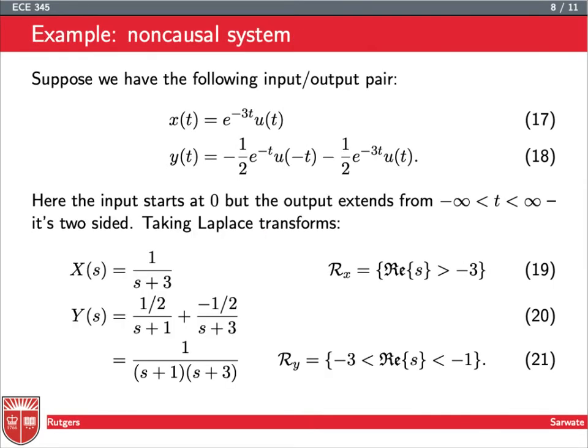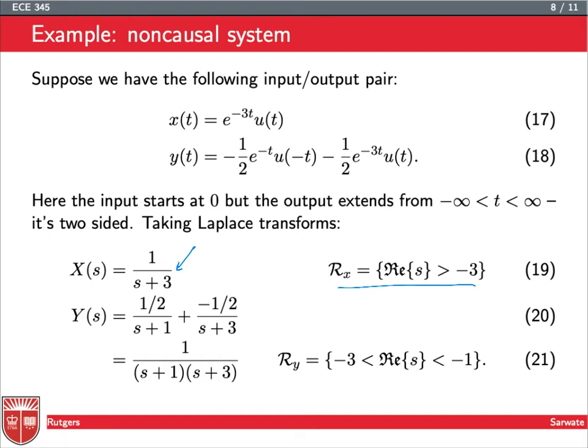Okay, so let's do another example. This one is for a non-causal system. So suppose we have the following input-output pair. We take a similar looking thing as we've seen before, right? We get e to the minus 3t u of t for x. So that's 1 over s plus 3, with the ROC being s greater than minus 3.